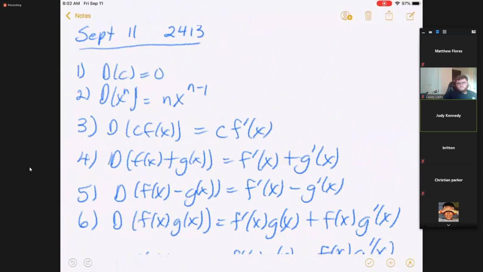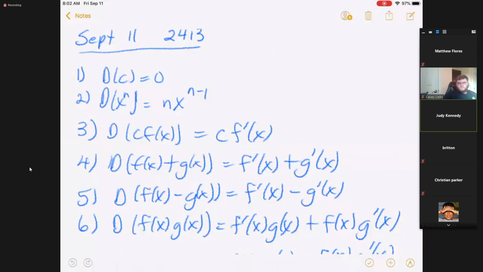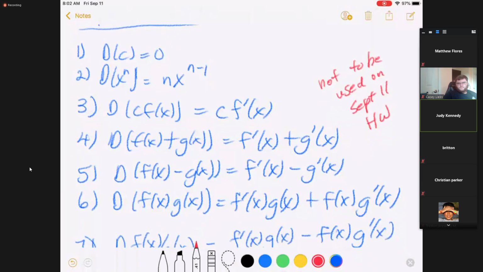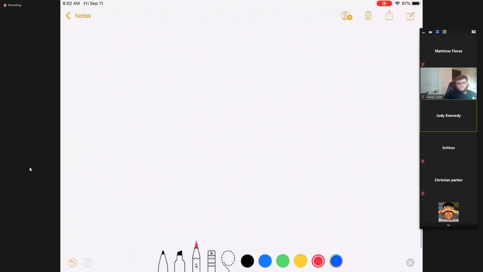Okay, this is differentiation rules, which are not to be used on the homework you submit today. Okay, but let's see, I told you that I would do a couple of those limits as x goes to infinity. Okay, so how about I do 3 problems?